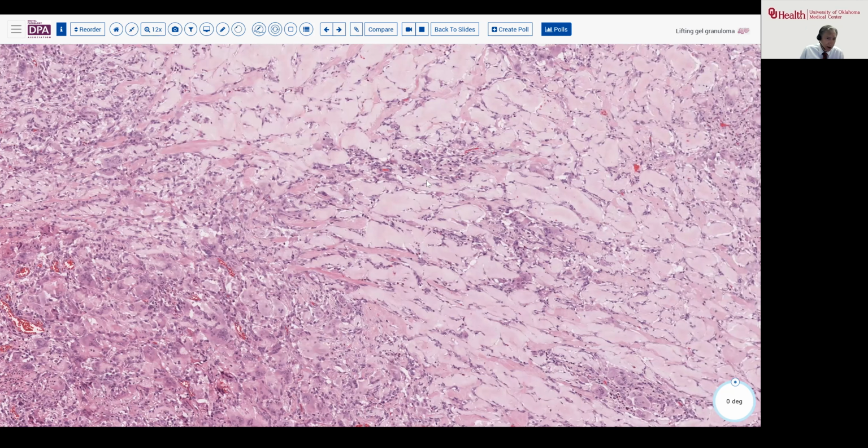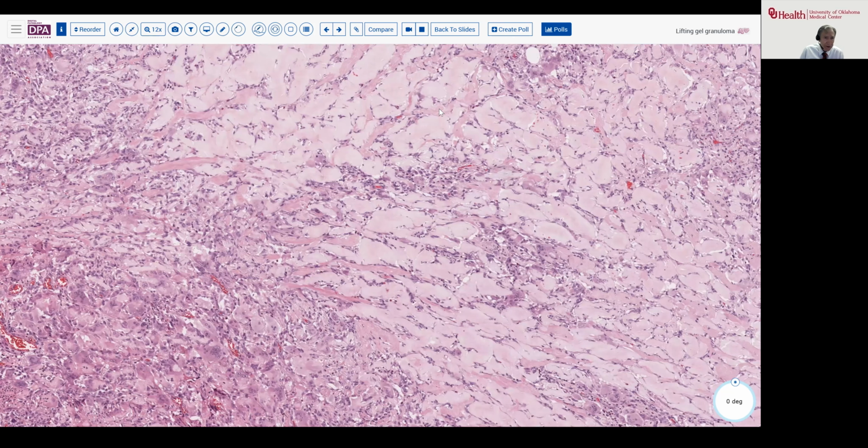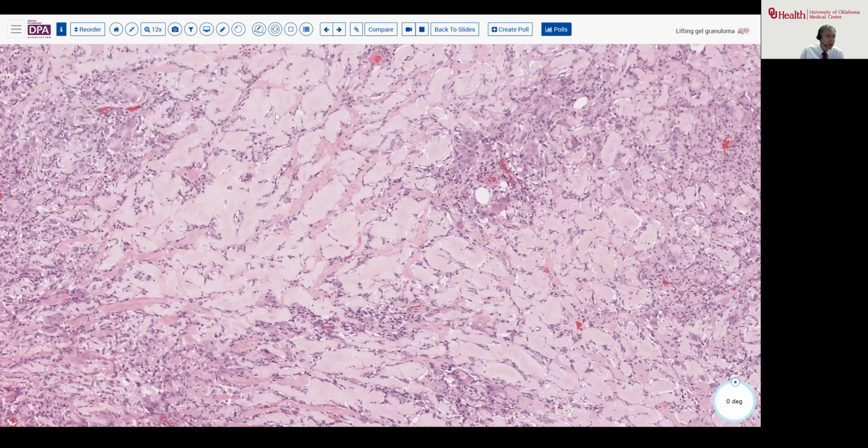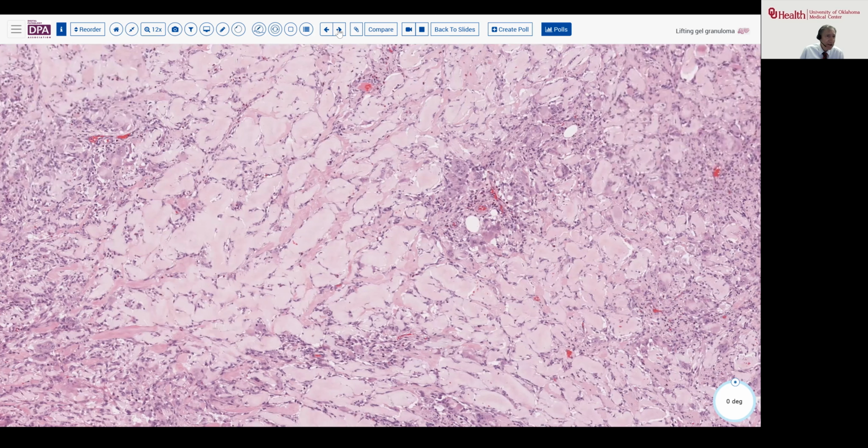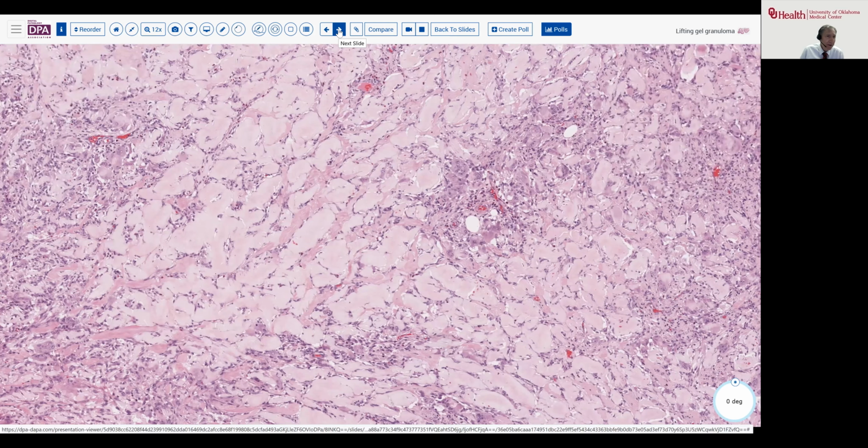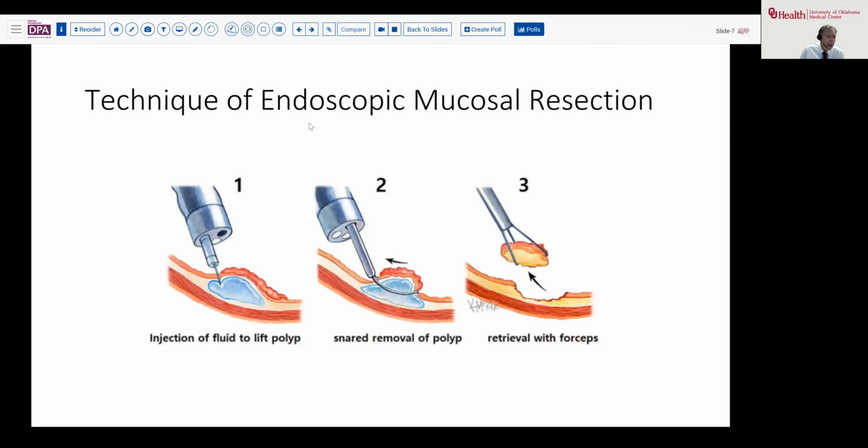So what has gone on here? Well, to understand this, I think you need to understand a little bit more about endoscopic mucosal surgery and how that's conducted.